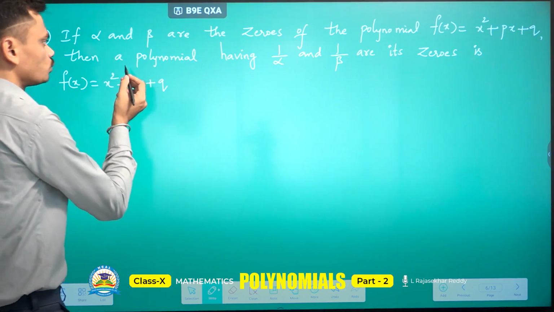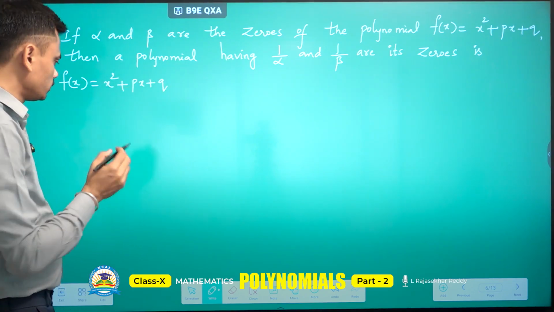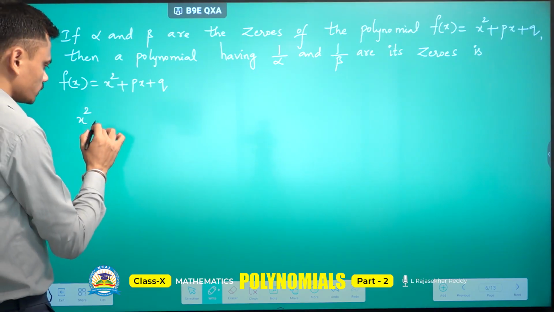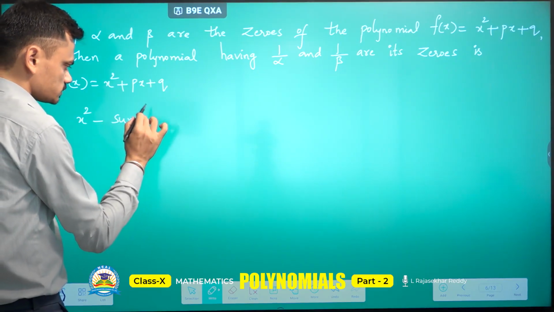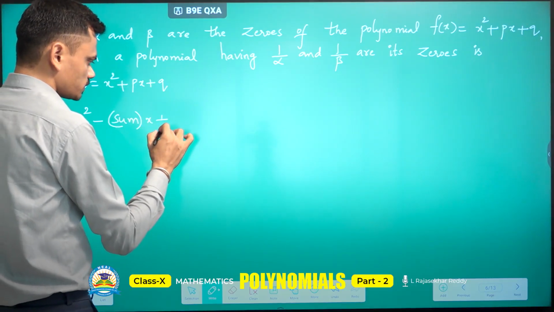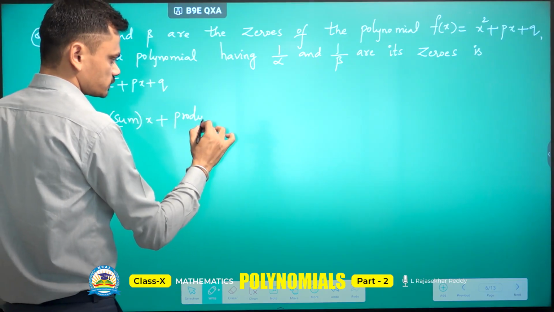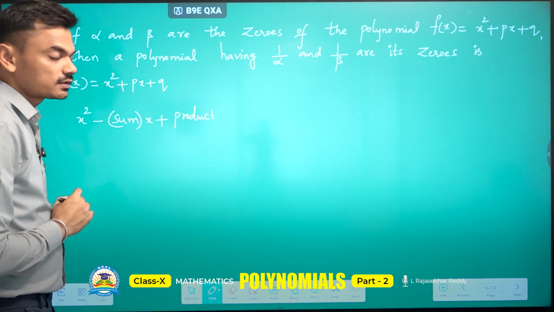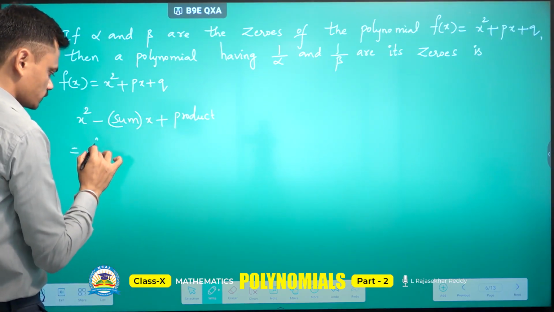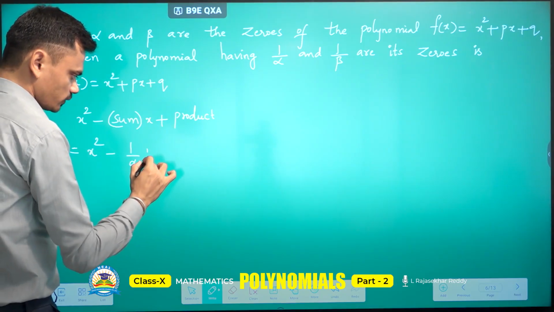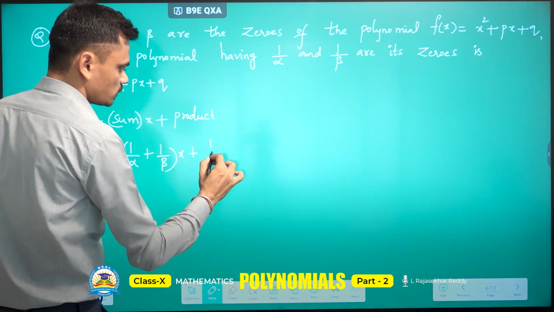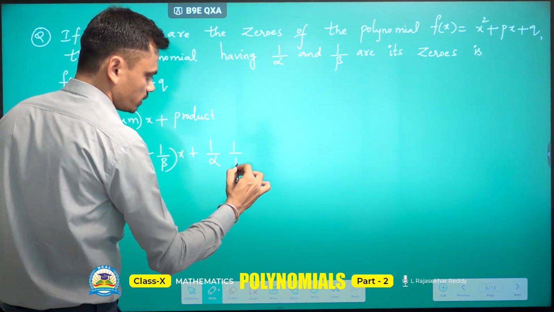Now, to find a quadratic polynomial, there is one condition: x square, x is the variable I am taking here, minus sum of zeros into x plus product of zeros. So here what are the zeros? 1 by alpha and 1 by beta. So x square minus 1 by alpha plus 1 by beta into x plus 1 by alpha into 1 by beta.